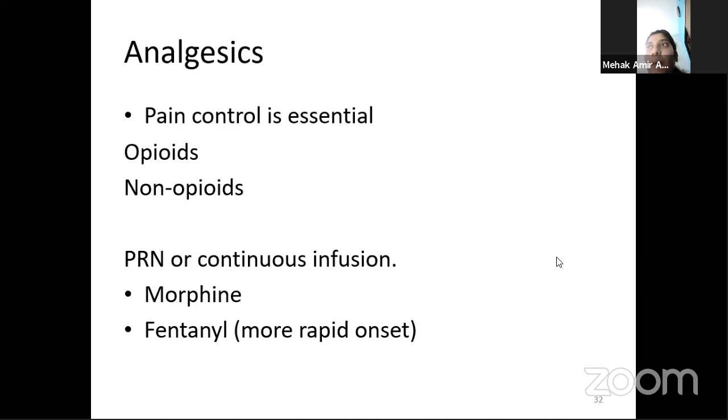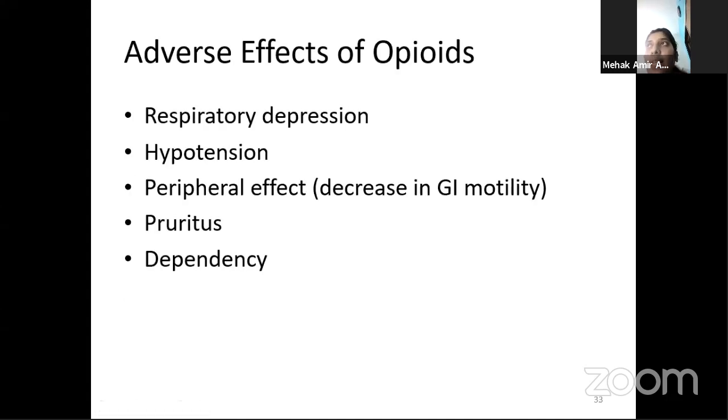We have a really good resource with all the opioid and non-opioid classifications and pharmacokinetics, so you can always refer to that. As for adverse effects, as I mentioned, with opioids there is respiratory depression, hypotension, decreased GI motility, and pruritus. Opioids can also cause dependency in patients, so we have to be very cautious with patients who have alcoholism or substance abuse.